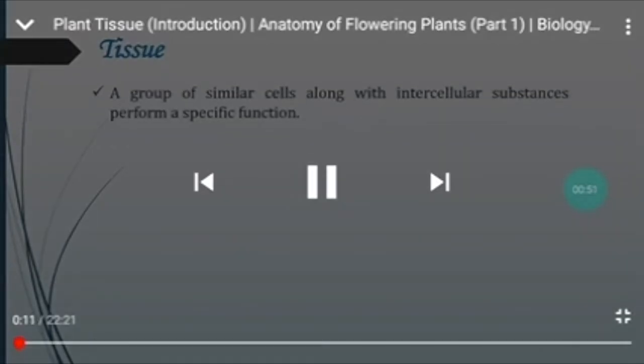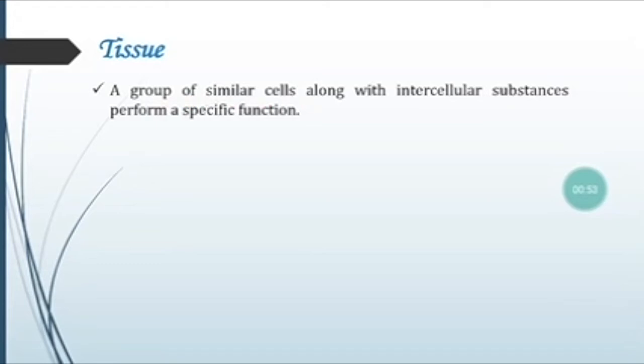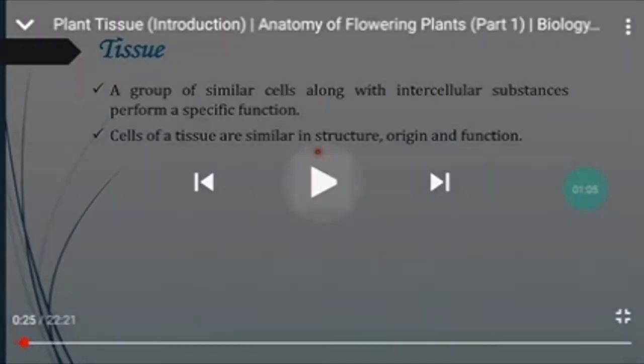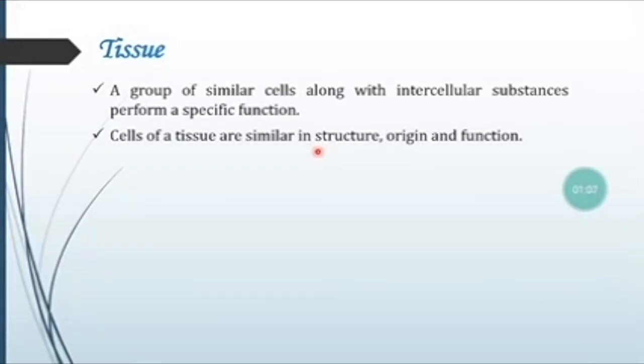Tissue. Let's see. What is the meaning of tissue? A group of similar cells along with intercellular substance that perform a specific function. The cells of a tissue are similar in structure, origin, and function. We discussed this yesterday. A group of cells is called tissue. Are all the cells similar or not? The similar cells, along with some intercellular substance, perform a specific function, and that is called a tissue.